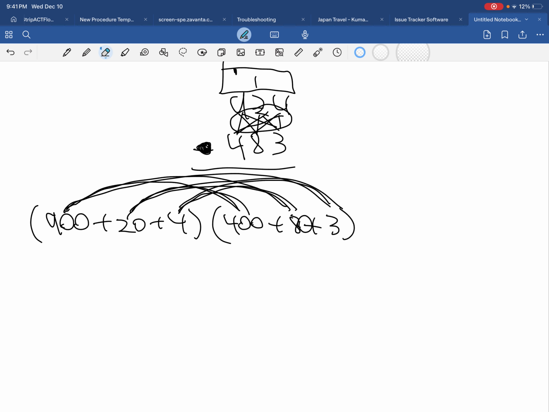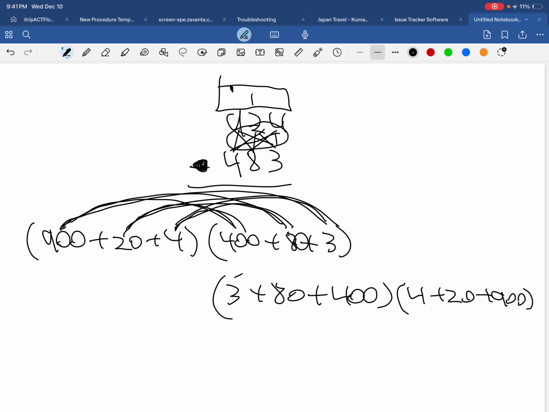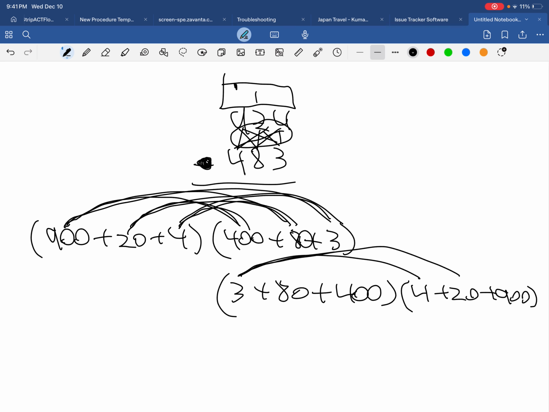And it's the same thing. Multiplication is distributive. So even though we did 900 times 3, if we reordered this, we could say 3 plus 80 plus 400 times 4 plus 20 plus 900. Up here, we did 3 times 4 first, 3 times 20, 3 times 900. You get the picture.